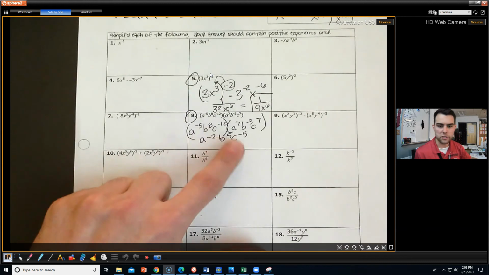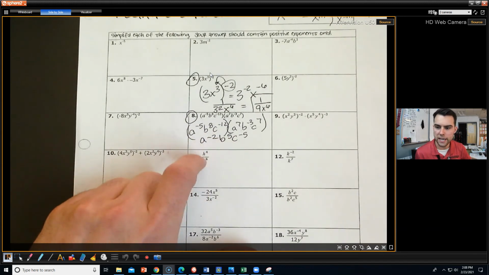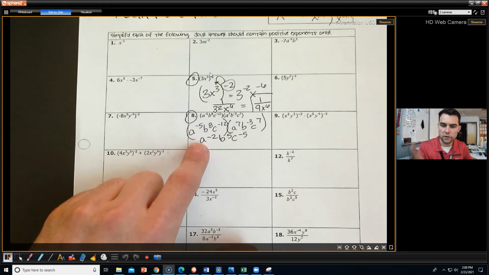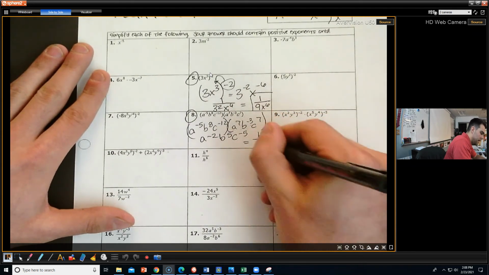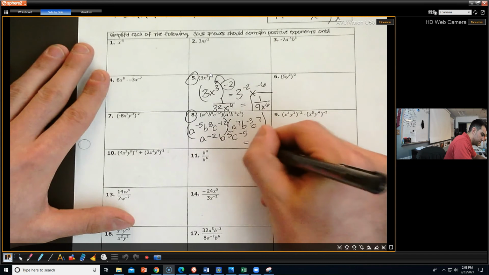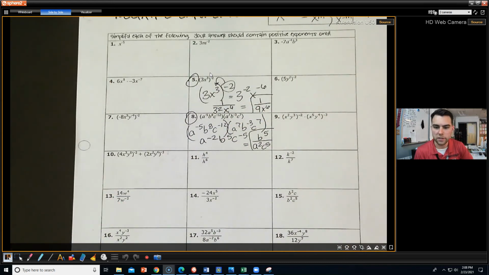Now, only some of those guys are negative exponents, the a and the c. So I can put them underneath the b, and it'll look like b to the 5th over a to the 2nd, c to the 5th, just like this. And that guy is complete as well.